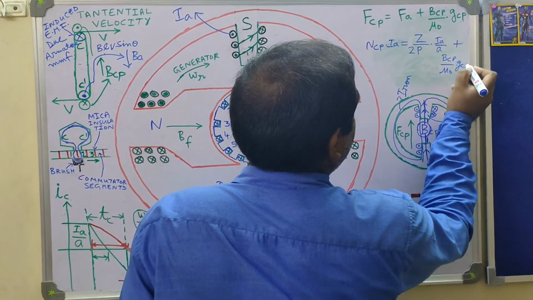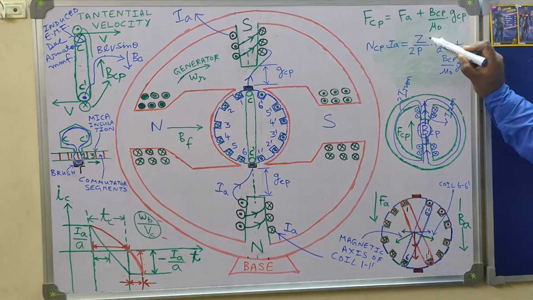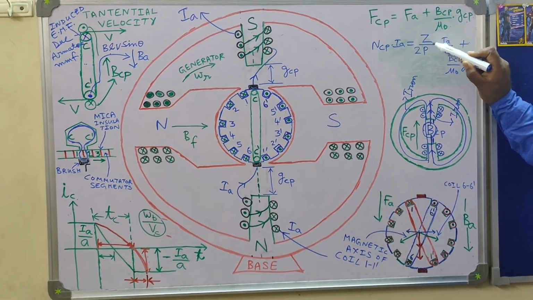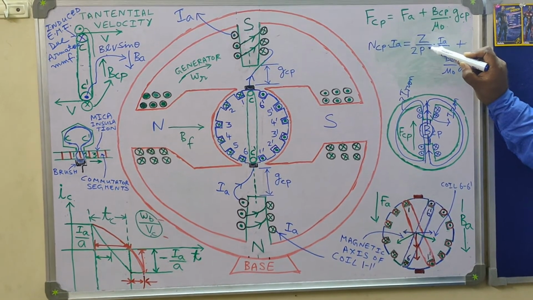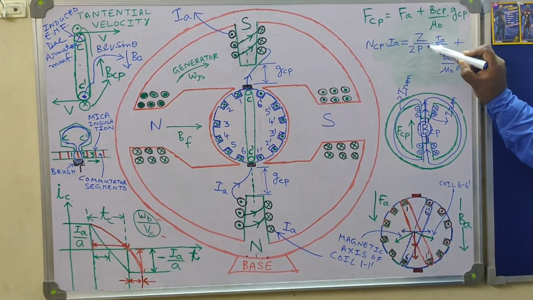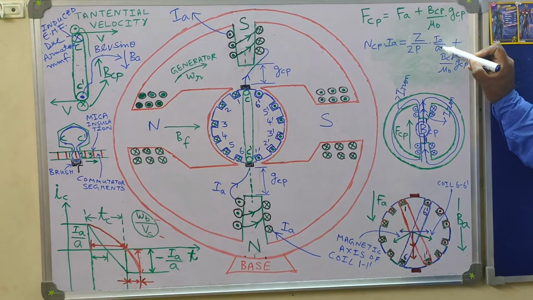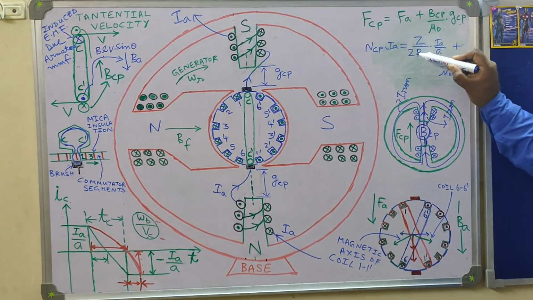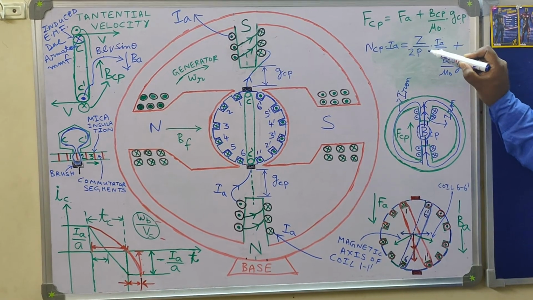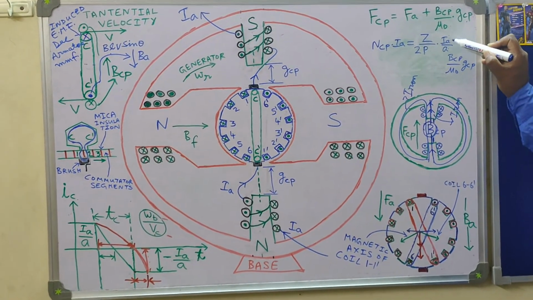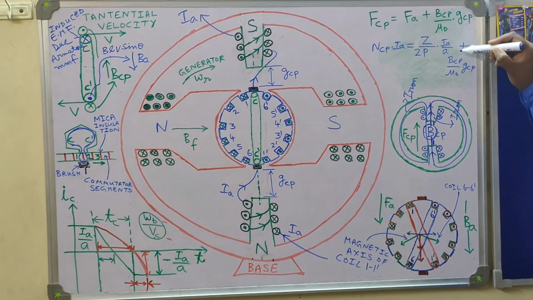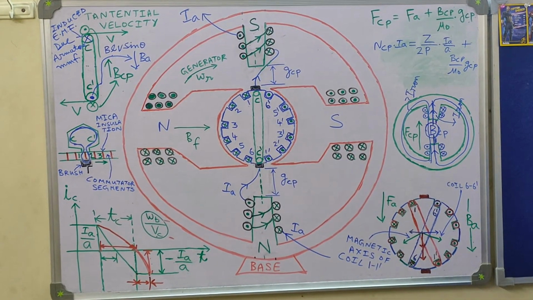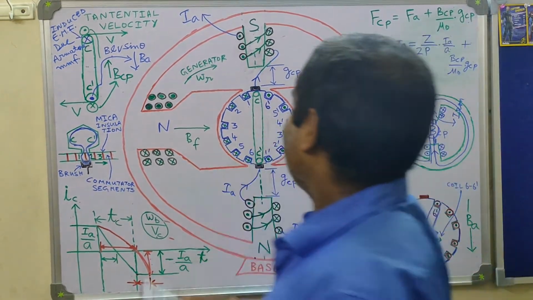Let me tell you once more. The total number of armature conductors is Z. The total number of poles is P. So Z by P is the number of conductors under each pole. Each conductor is carrying current IA by A. So ampere conductors under each pole is Z by P into IA by A. Now you divide by 2, you get the equivalent number of turns. So Z by 2P into IA by A is the armature MMF FA, and this is the MMF required for setting up the magnetic flux density BCP in the air gap. Okay, so this is it.